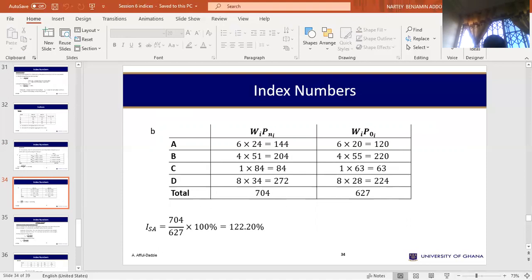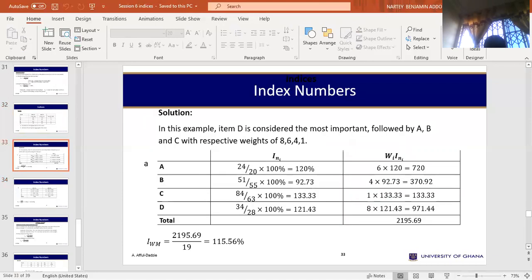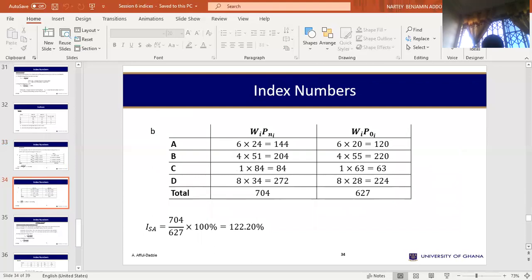Okay, so let's see the requirement: the weighted aggregate price index and the weighted mean price index. So they are all price indices, right? But we want the aggregate and the mean. So the mean is that.